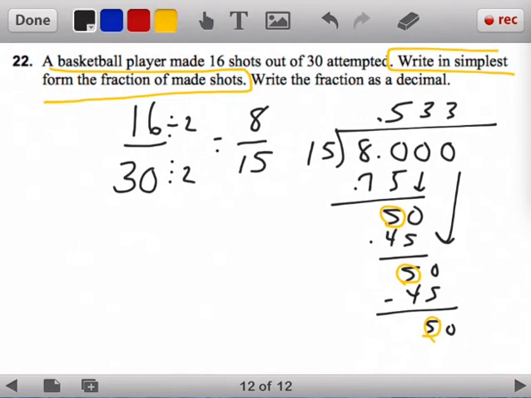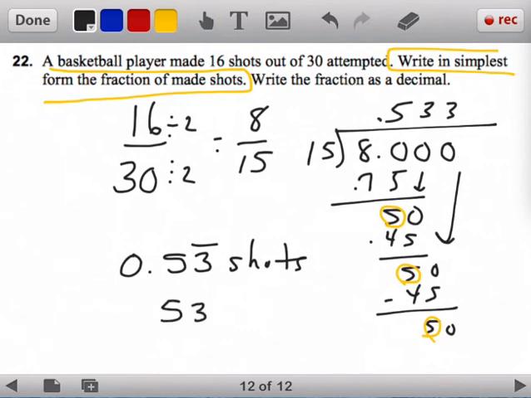Therefore, we would say that the basketball player made 0.53 repeating shots. Okay, and we could express this as another number. We can express it as a percent, and we will when we get there. Just to show you, it would be 53.3%, and actually that 0.3 will repeat.